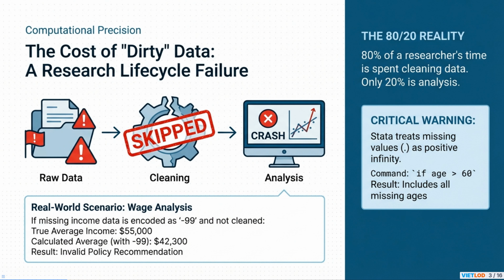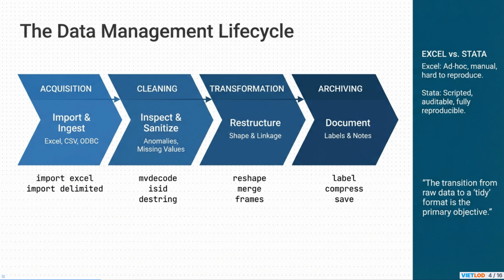Consider a real-world wage analysis. If missing income is coded as -99 and not properly converted to a system missing value, the average income calculated will be drastically lower than the true average. This leads to flawed conclusions and invalid policy recommendations.